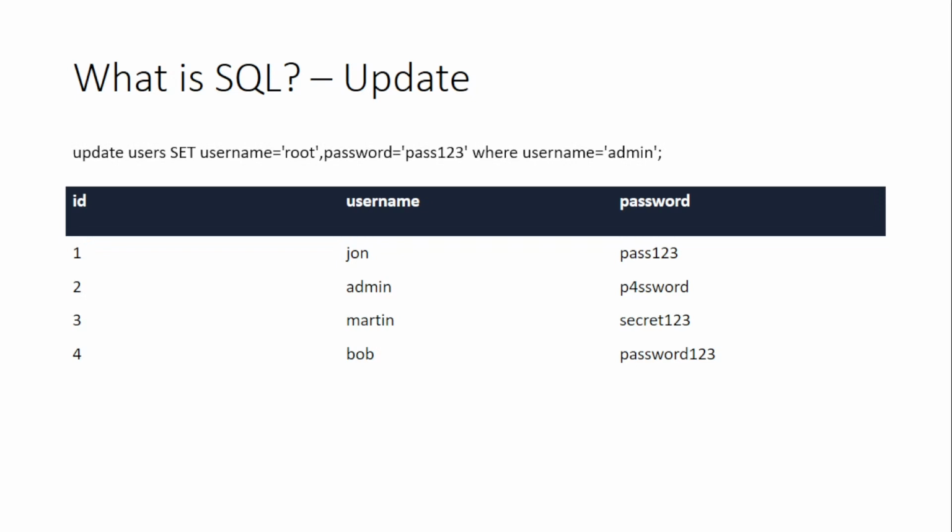Here, where username equal admin, so the only row that will be updated from this query is the row with the ID 2, and it gets changed to root and pass123.